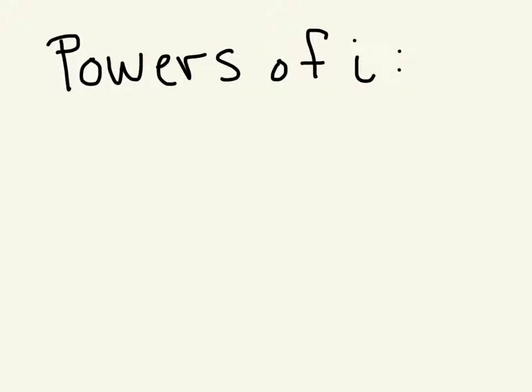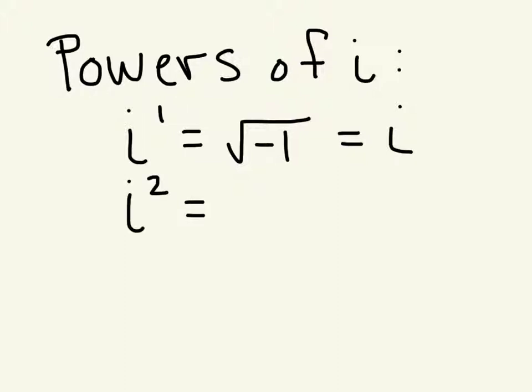If I have i to the 1, by definition, we know that's equal to the square root of negative 1. So from now on, if you have i to the 1, let's just write it as i. That's our placeholder for the square root of negative 1. We evaluated previously that i squared is equal to negative 1. i cubed is equal to negative i. And i to the fourth is equal to positive 1. Let's see what happens when I raise i to the fifth power.